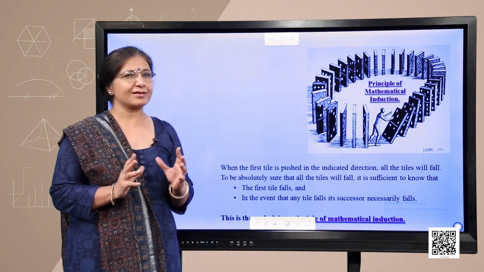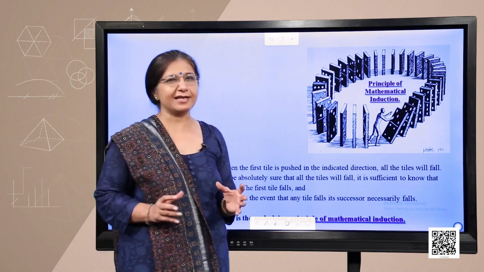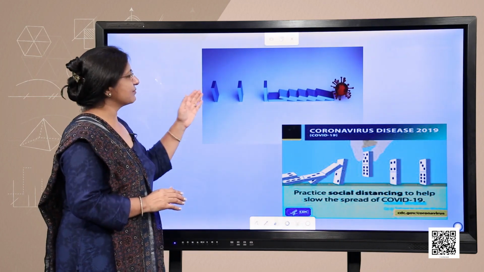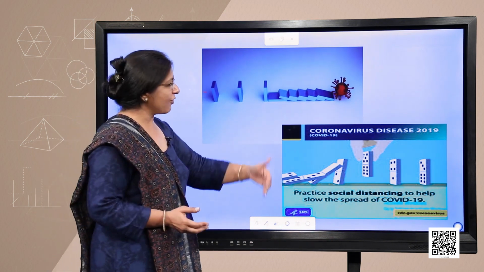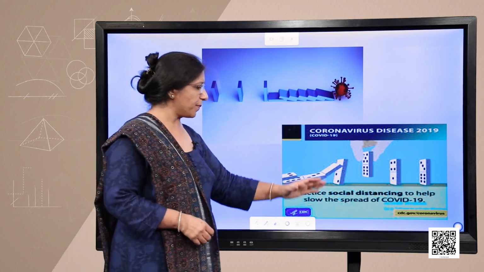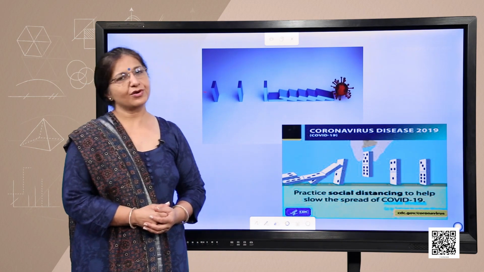And with this domino effect, in the present scenario of COVID-19, we can easily explain social distancing with these pictures. This is the coronavirus and it has pushed one tile, or the people it has attacked, and it is spreading like anything. But if we create sufficient distance between these tiles, so that if one tile falls it does not affect the other tile, then these tiles will keep standing, they will not fall. So by following this principle of social distancing, we can help to stop or slow down the spread of coronavirus.